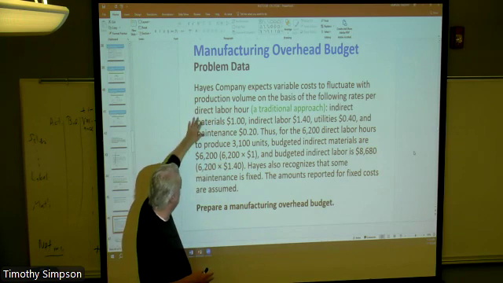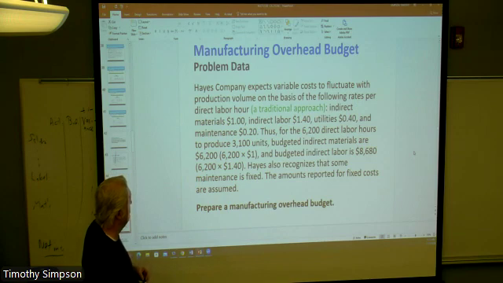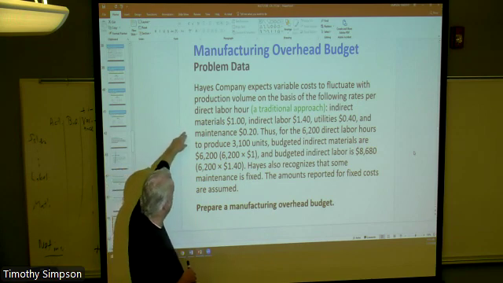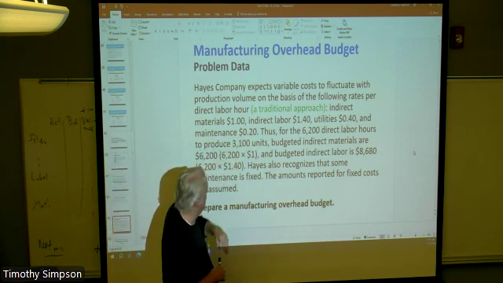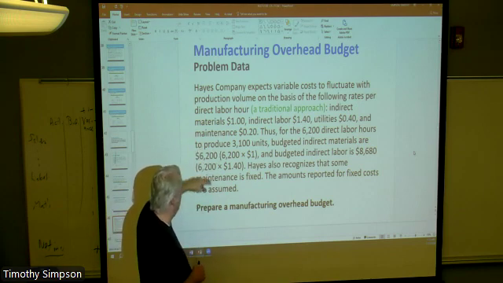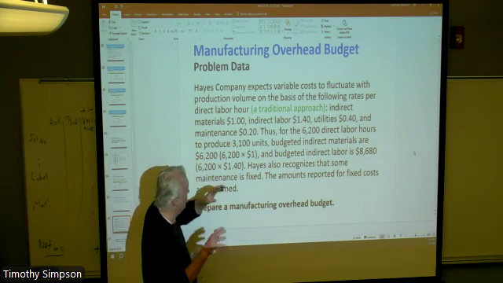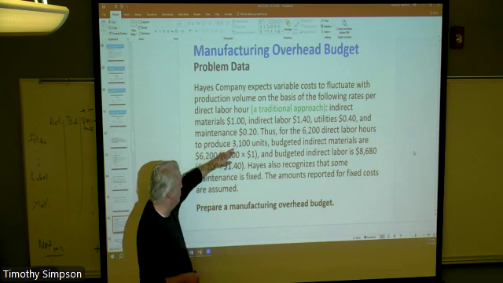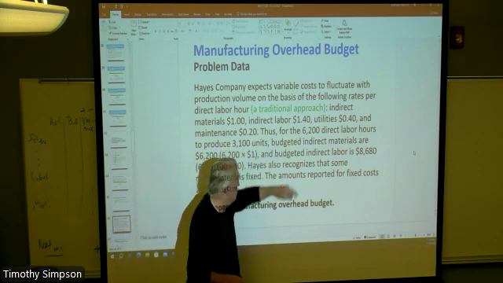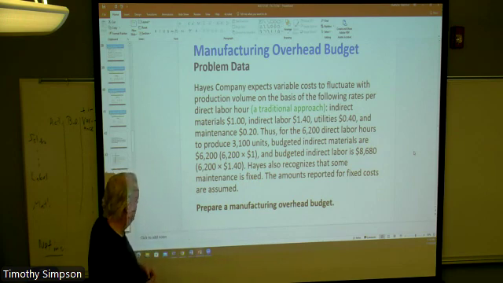So the traditional approach usually takes labor hours or labor dollars, which is simply different ways of expressing the same variable. Based upon these rates, indirect materials $1 per unit, indirect labor $1.40 per unit, utilities 40 cents, maintenance 20 cents on a per unit basis for 6,200 direct labor hours to produce 3,100 units. Remember, it takes 2 labor hours to produce 1 unit of output. So 3,100 output units requires 6,200 direct labor hours, 2 times 2 hours for each output unit.